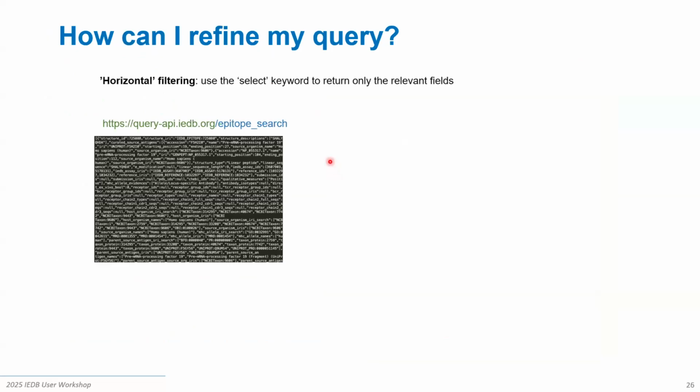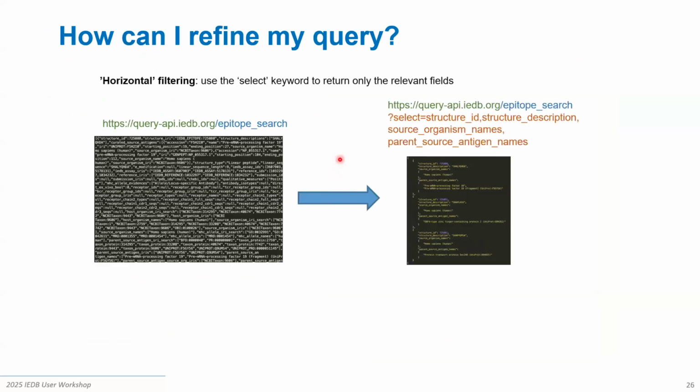Here's a T-cell example. There are a couple of different ways to refine your query. You can do horizontal filtering, which is similar to a select query if you're familiar with database calls, where you select the fields that you would want to return. Again, this is also similar to the custom exports, where you select what fields you want to get out.